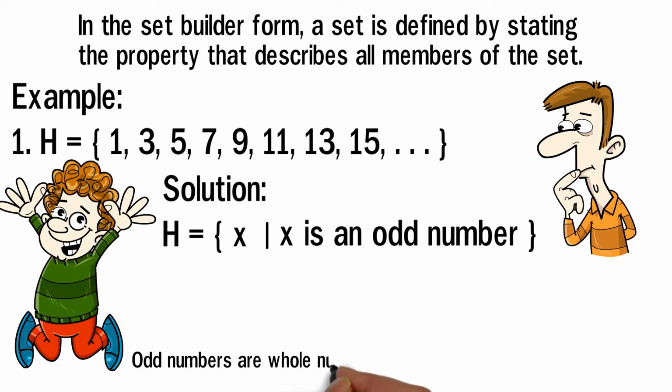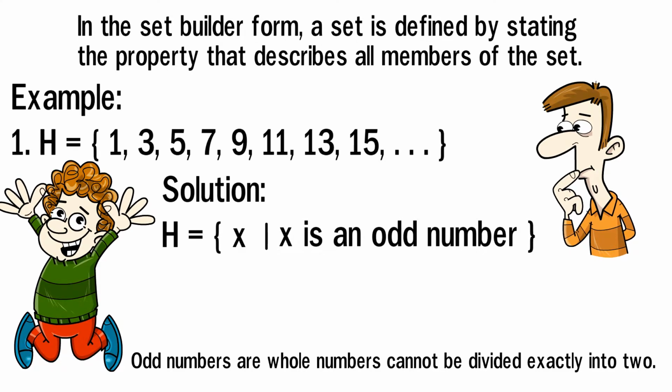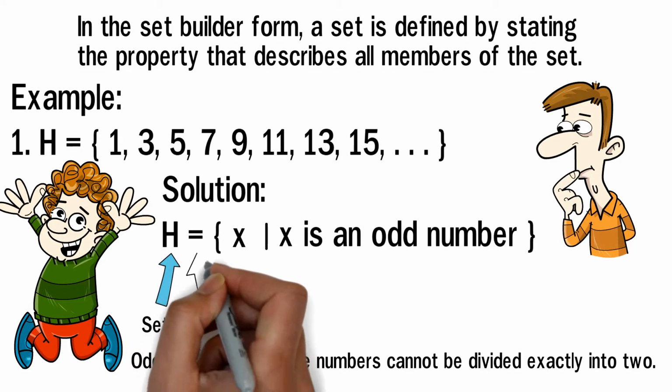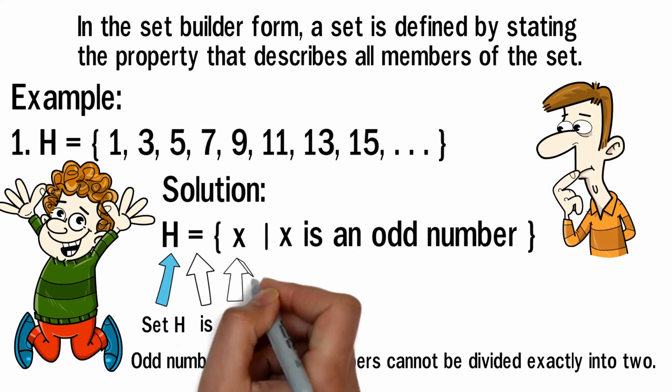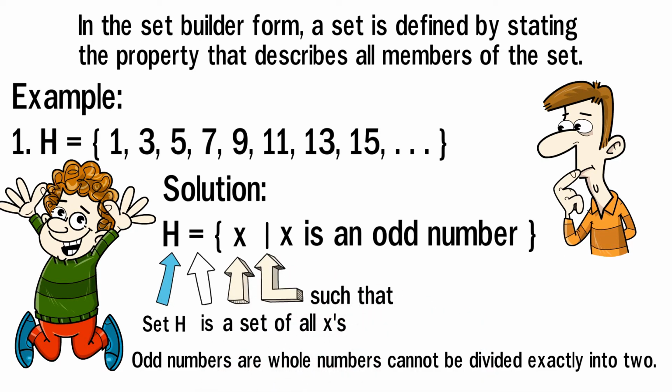Kapag sinabi nating odd numbers, these are whole numbers that cannot be divided exactly by 2. Ibig sabihin lagi silang may remainder. Ngayon uulitin ko kung paano siya basahin. Set H is a set of all x such that x is an odd number.